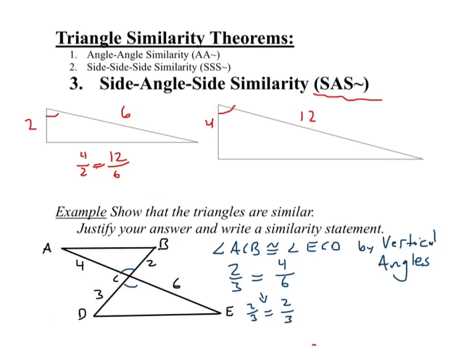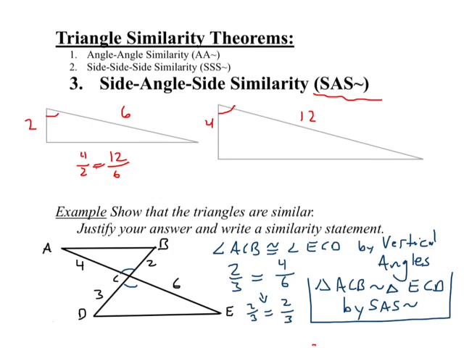So we could say triangle ACB is similar to triangle ECD. Watch your order here, because the B and the D correspond, so they've got to be in the same position. Same thing with the A and the E. And our reason is by side angle side similarity. And there you have it.